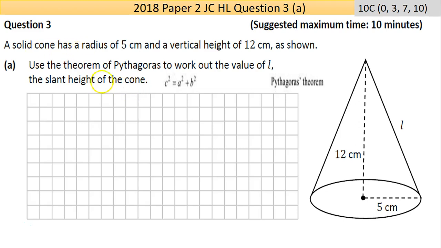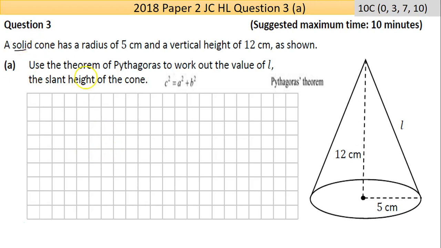So I suggest, as always, to pause this question and have a go yourself. If you're struggling, keep going, check your answer, and see if you can get a strategy started. This is fairly handy, this part A, but let's get stuck in. A solid cone has a radius of 5 centimeters and a vertical height of 12 centimeters, shown in the diagram below. I'm not sure why they're saying solid, but we'll go with it.